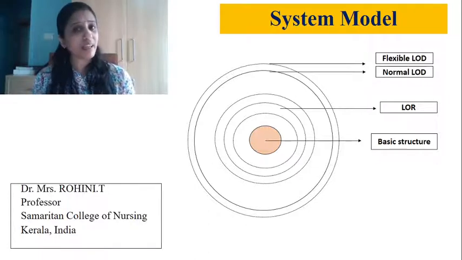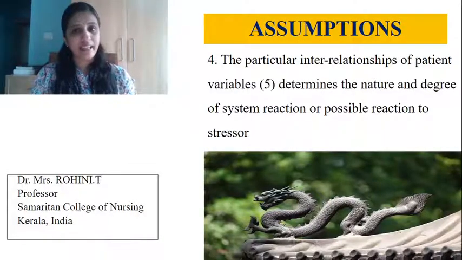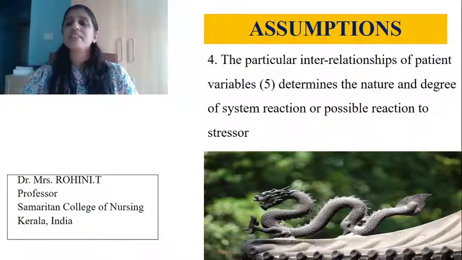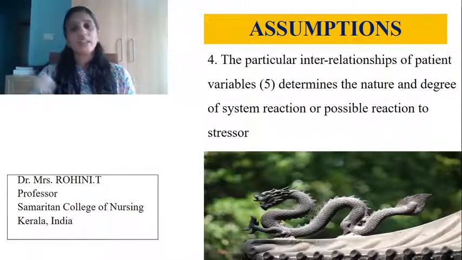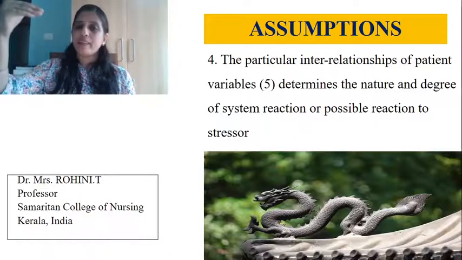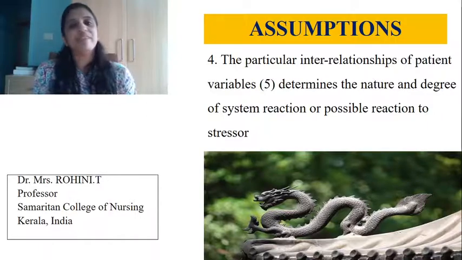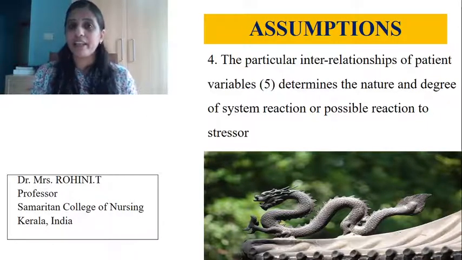That is, when the flexible line of defense is not strong, easily the stressor will invade the normal line of defense. And again, the relationship of the variables will determine the degree of system reaction or possible reaction to a stressor. What do you mean by that? It has invaded. Now the stressor has invaded the flexible line. From that, it has invaded the normal line of defense. How much amount of reaction will happen? Again, it depends upon the interrelationship of the variables.